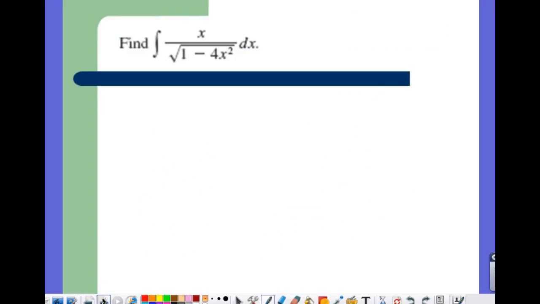Okay, example 2. We have x over the square root of 1 minus 4x squared. So once again, what's the complicated part? Where is there a function in a function? Yeah, in the denominator. The function in the function is the 1 minus 4x squared. So we're going to substitute out the 1 minus 4x squared and replace it with a u. You're not taking the square root, you're just taking what's under the square root.